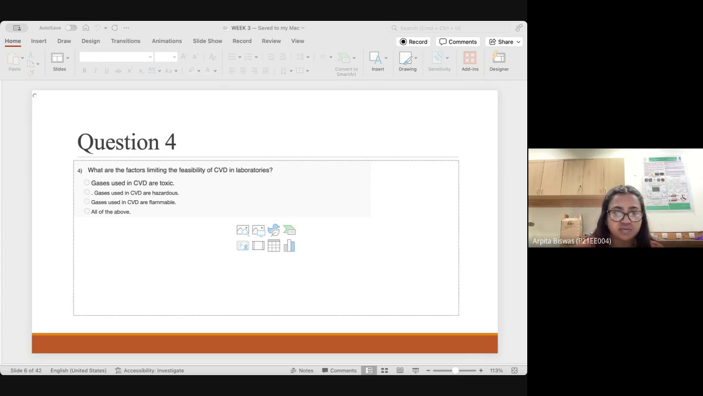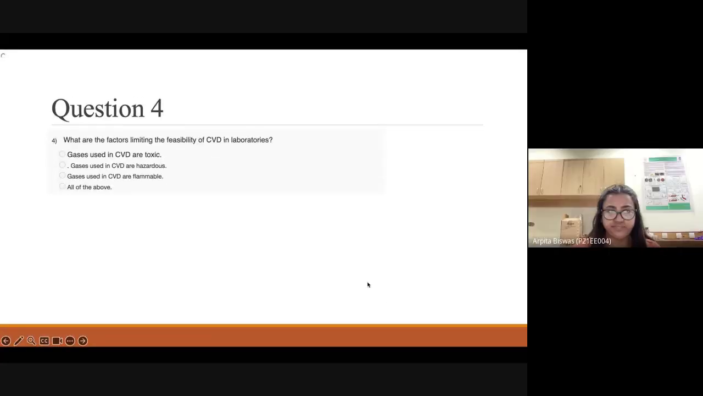So now coming to the question, what are the factors limiting the feasibility of CVD in laboratories? First option is gases used in CVD are toxic. Second, gases used in CVD are hazardous. Third option is gases used in CVD are flammable. And last option is all of the above. So which one is the right option? All four. Yes, the right option is all of the above.